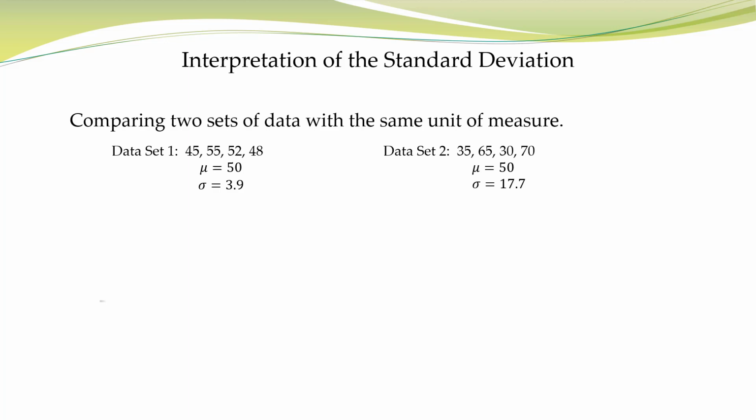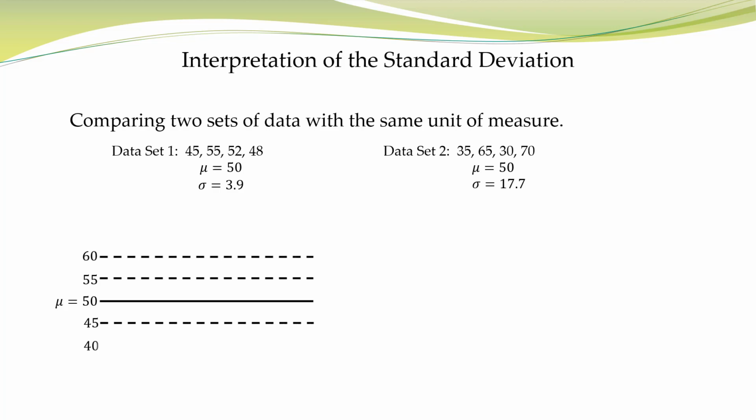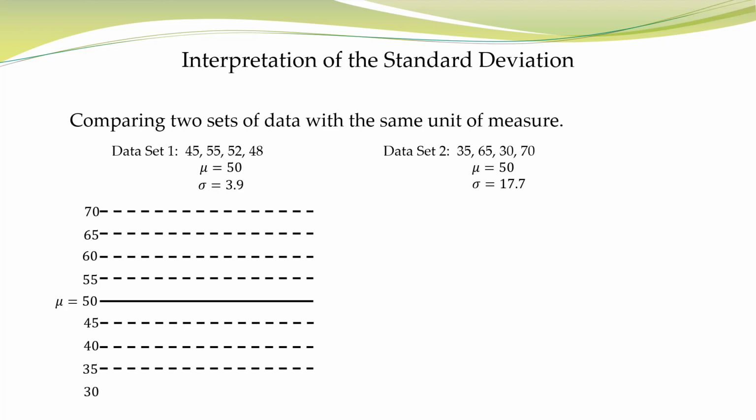Let's look at it visually. So if we draw a line for mu equals 50, and now I go up 5, down 5, and make a graph, I'm going to go from 30 to 70. Now I'm going to plot my first point, 45. So there would be 45. Second would be 55. Third would be 52, 2 above, and then 48, 2 below. And this would be my data set 1.